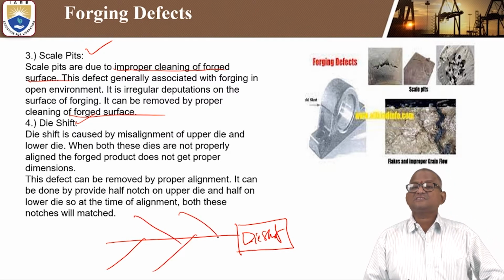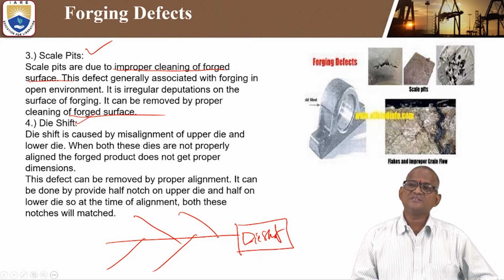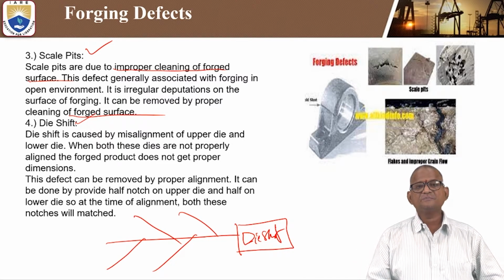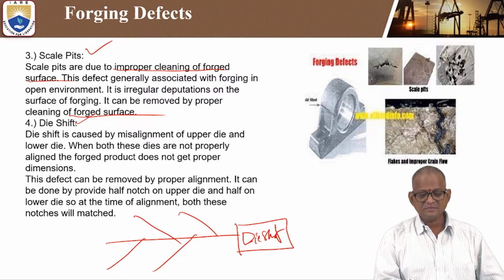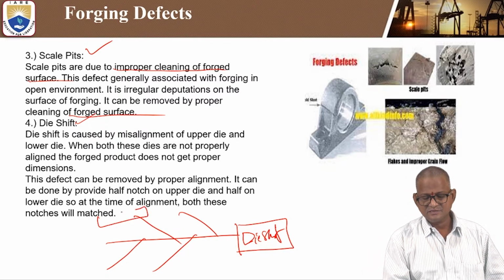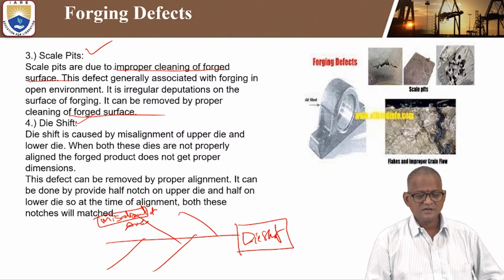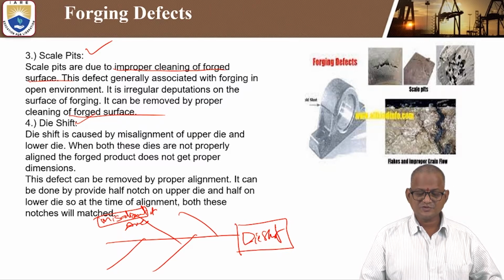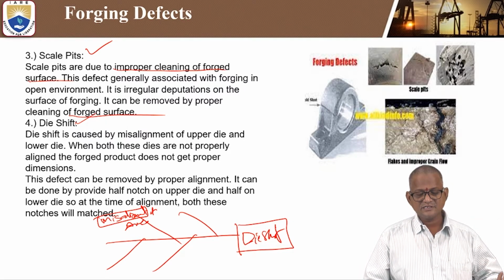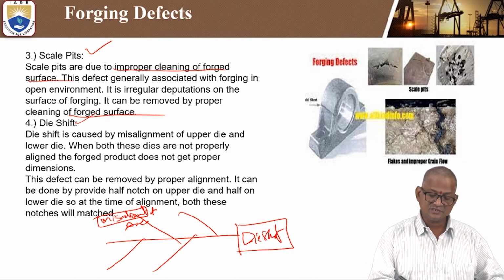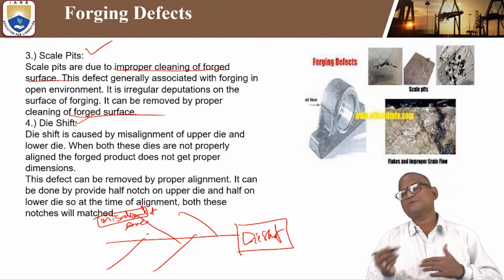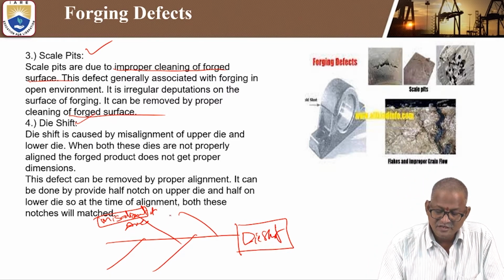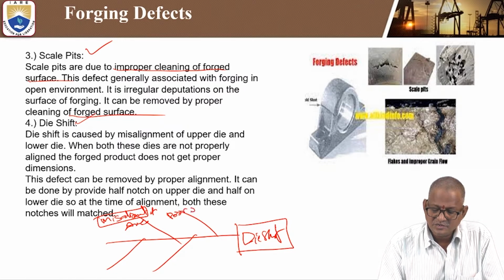What are the causes of the forging defect die shift? The die shift is caused by misalignment of the upper die. Misalignment of the die. The second important point is that these dies are not properly aligned to the forged product, so it doesn't get proper dimensions. If it is not aligned properly, the dimensions are also very poor.